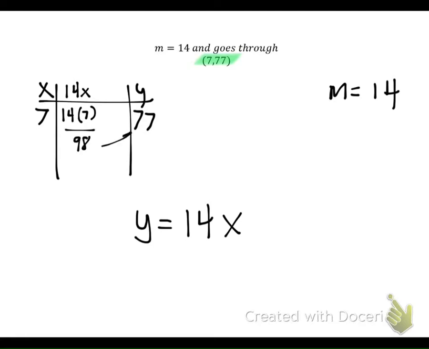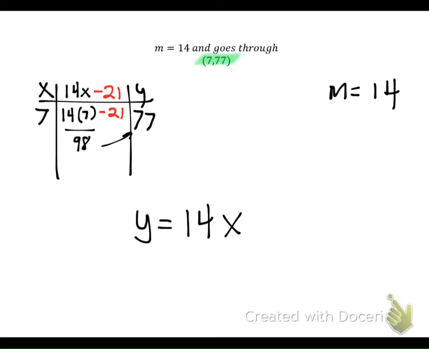Now, I want it to equal 77. So I need to figure out, well, what do I need to do to 98 to turn it into 77? Well, I know I'm not going to be adding. I've already done my multiplication, so I don't need to worry about that. So I'm going to be subtracting that. So I'm actually going to be doing, let's see, from 98 to 77 is going to give me minus 21. And there is the rest of my equation.